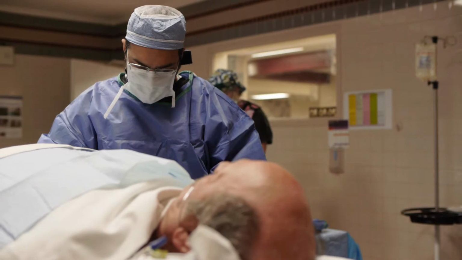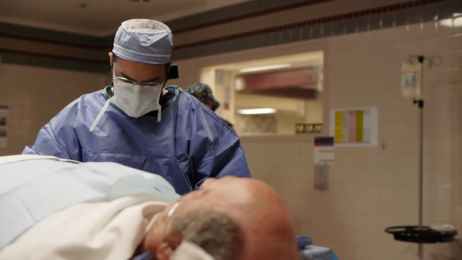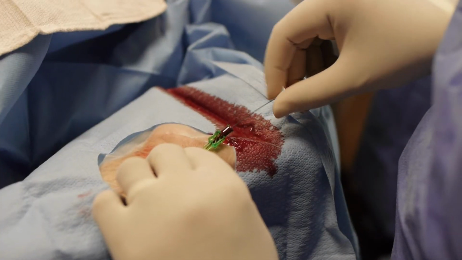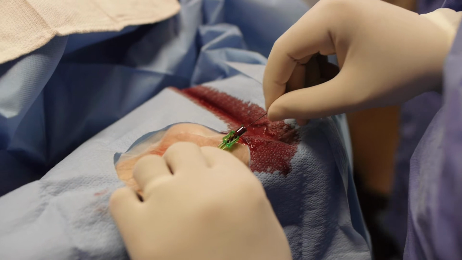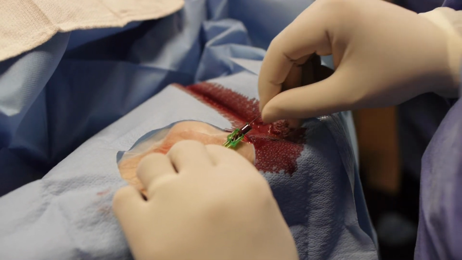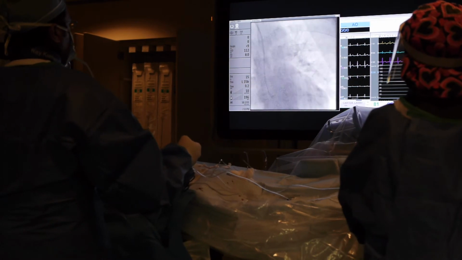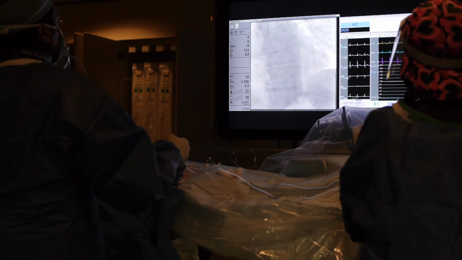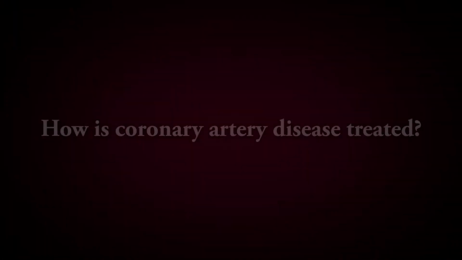But now at Mother Frances Hospital, we have a new technology. This is called transradial catheterization. This is much more comfortable for the patient, and it's a catheter that goes in the wrist, and you can thread the catheter from the wrist. Patients can get up right after their procedure, even if we put a stent in the heart. And oftentimes they go home that same day.